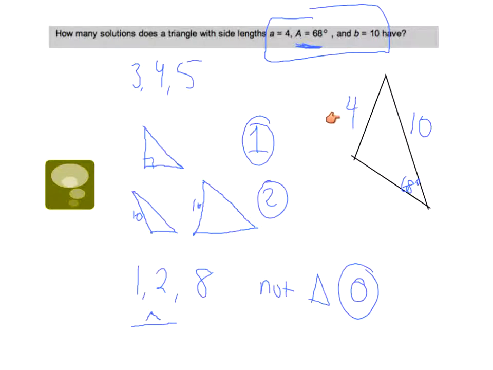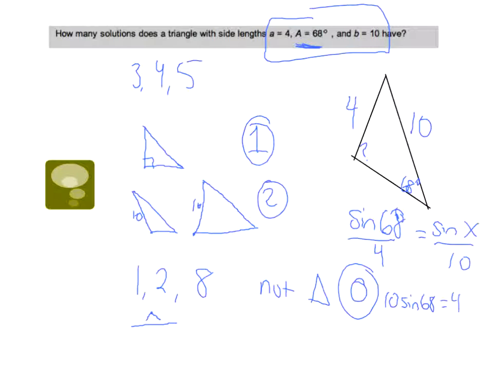So in order for me to know how many solutions this has, I need to set up my law of sines and I need to solve. So let's try. Sine 68 is to 4. And this one, they don't tell me how much that one is. That's fine. I can just call it sine x is to 10. So let's cross multiply and solve. I have 10 sine 68 equals 4 sine x. We're going to divide both sides by 4.